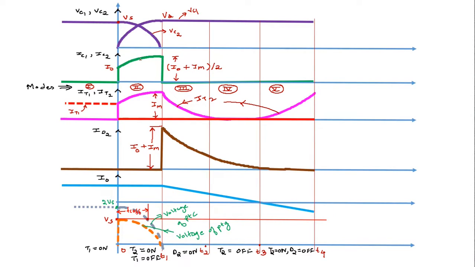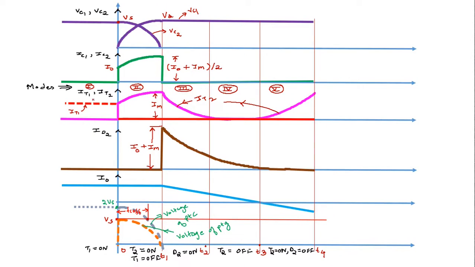Then because of the presence of the resonant components L and C, current will follow an oscillatory path. So here we are getting one curve, and at time t is equal to t1, capacitor current will be equal to I0 plus Im by 2 as we have derived in the equation.